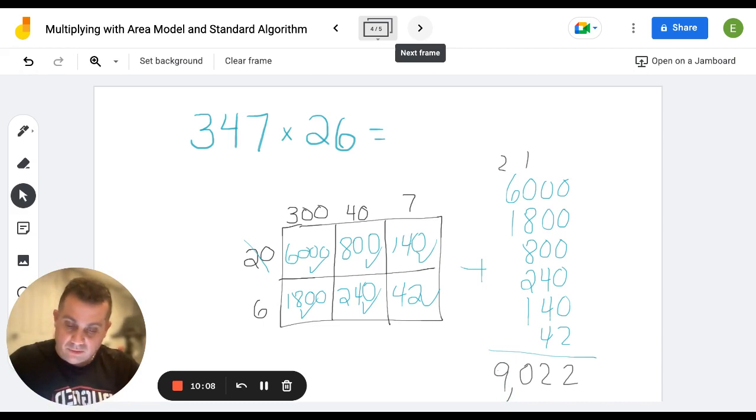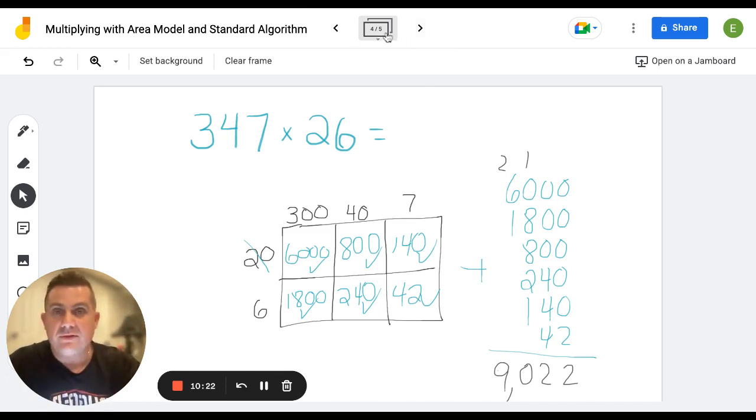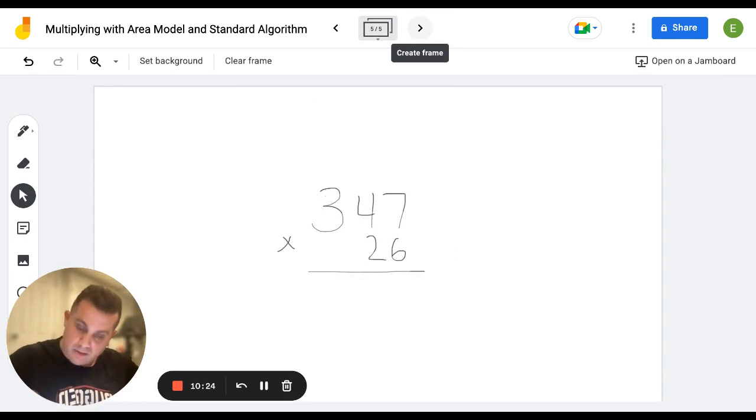If I wanted to do 347 times 26 using the standard algorithm, let's give that a go right now. 6 times 7 is 42. 6 times 4 is 24. And 4 more is 28. 6 times 3 is 18. And 2 is 20.